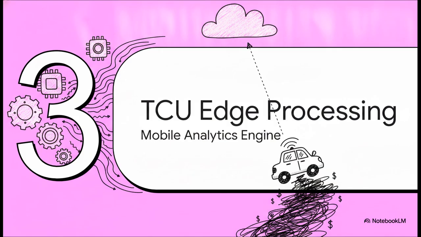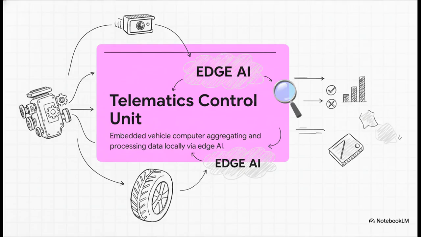Moving right along to part 3, TCU edge processing. Because before any of this data even hits our cloud architecture, we've got a massive bandwidth problem to solve. Streaming raw 100 Hz data straight to the cloud is a fantastic way to bankrupt your project on bandwidth costs alone. Enter the Telematics Control Unit, or TCU.